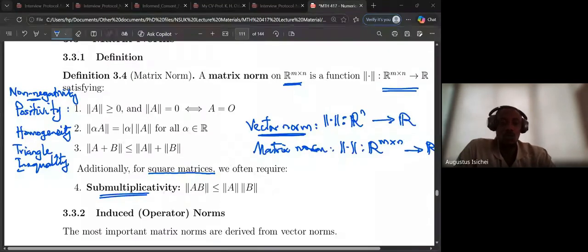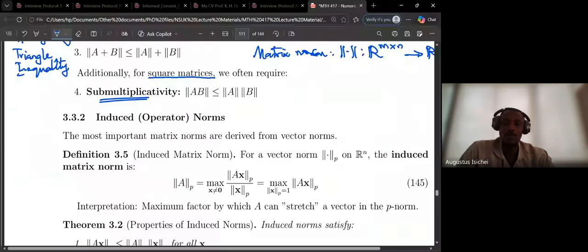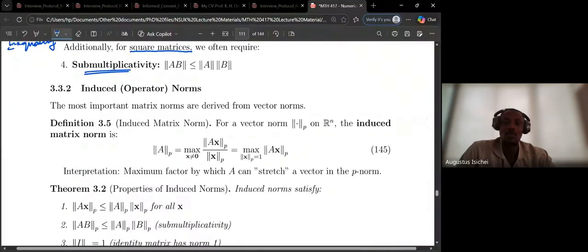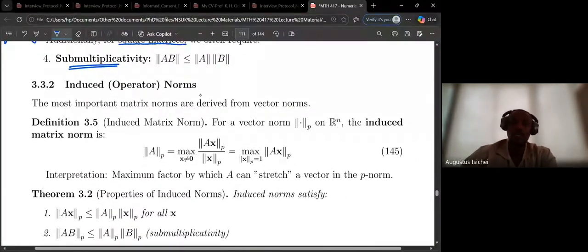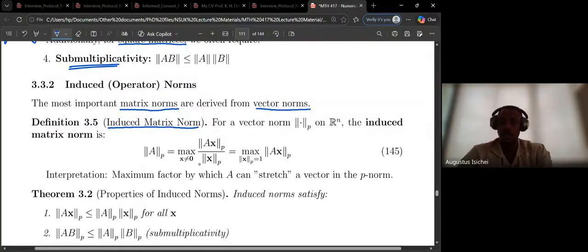3.2 Induced operator norms. The most important matrix norms are derived from vector norms. Definition 3.5. We want to define what we mean by induced matrix norm. What does the concept induced matrix norm mean?